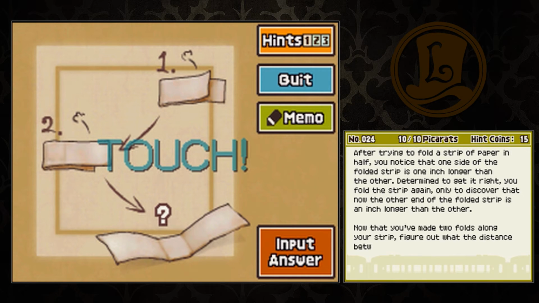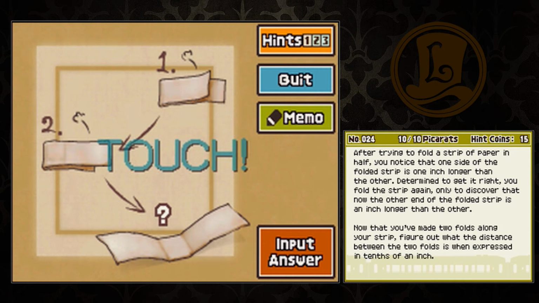After trying to fold the strip of paper in half, you notice that one side of the folded strip is 1 inch longer. Huh. Oh, okay, I see. Then the other. Determined to get it right, you fold the strip again, only to discover that now the other end of the folded strip is 1 inch longer than the other. Now that you've made 2 folds along your strip, figure out what the distance between the 2 folds is when expressed in tenths of an inch.